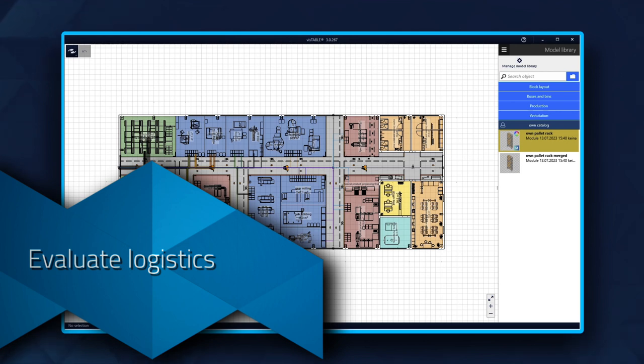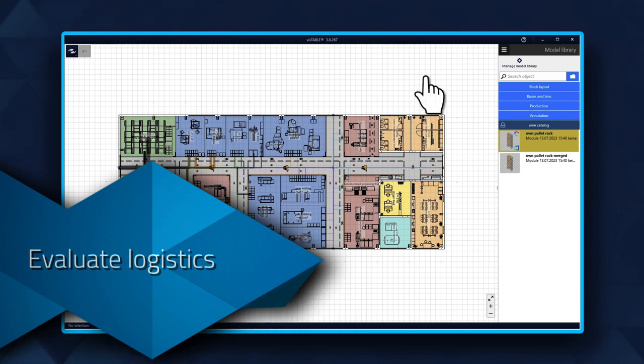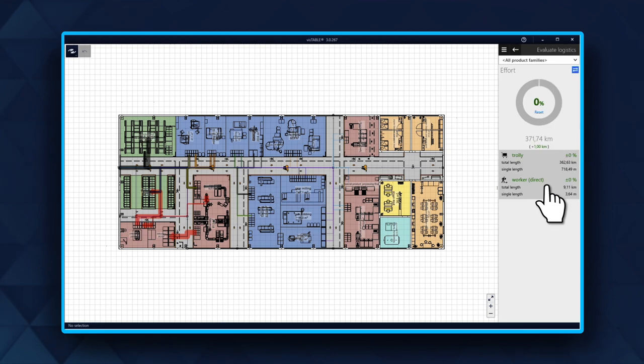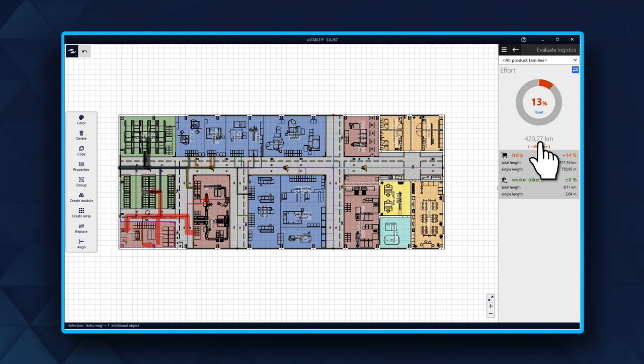Evaluates logistics. Transport effort is one of the most important key figures for evaluating production layouts. Select Evaluate Logistics to analyze the transport effort in regards to cost and distances. The diagram now shows the total distance for your logistics. Once you begin moving different objects of your layout, you will see how this impacts your logistics in the distance, but also in percentages gained or lost.